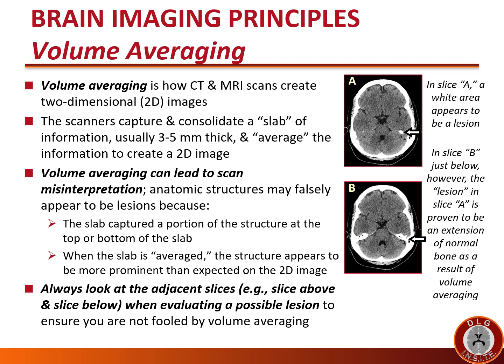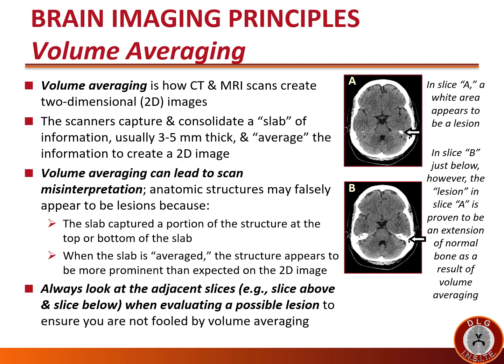Volume averaging is an important artifact to understand when interpreting CT and MRI scans of the brain. It is how CT and MRI scans create two-dimensional images. The scanners capture and consolidate a slab of information, usually 3 to 5 millimeters thick, and average the information to create a 2D image. Volume averaging can lead to scan misinterpretation. Anatomic structures may falsely appear to be lesions because the slab captured a portion of the structure at the top or bottom of the slab. When the slab is averaged, the structure appears to be more prominent than expected on the 2D image.